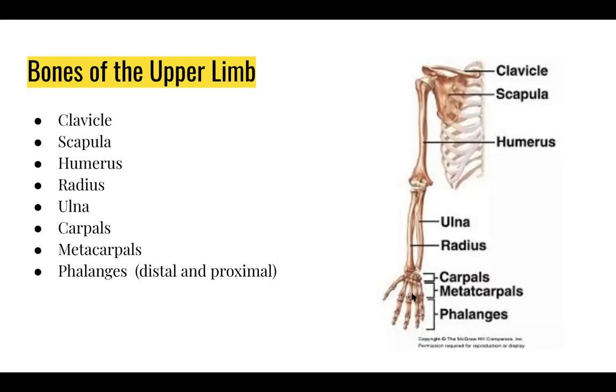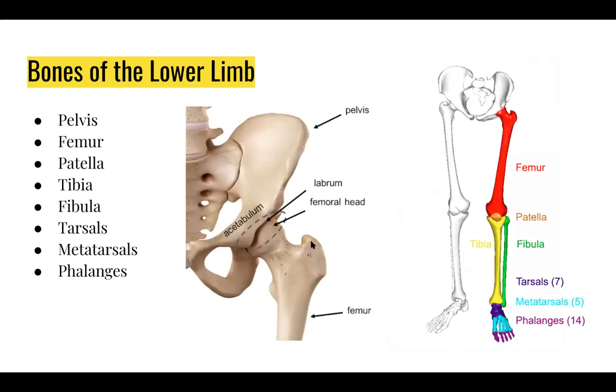And then your hand bones, which are your carpals, metacarpals, and phalanges. Your carpals are your wrist bones. Your metacarpals are before your fingers start. And your phalanges are mostly your fingers. You have two sets of phalanges, distal and proximal, which is why you have knuckles. Your thumb does not have the distal set of phalanges because it's much shorter, but every other finger has both sets. Okay, bones of the upper limb.